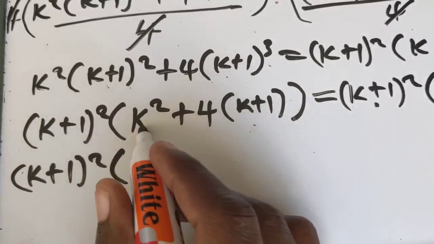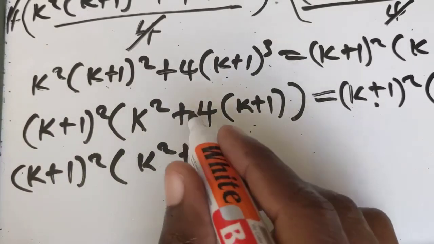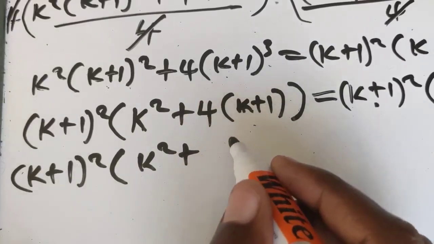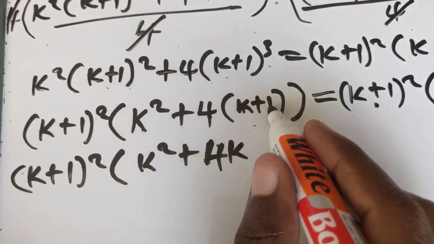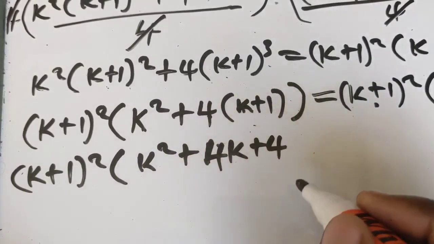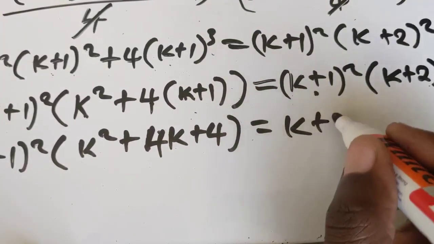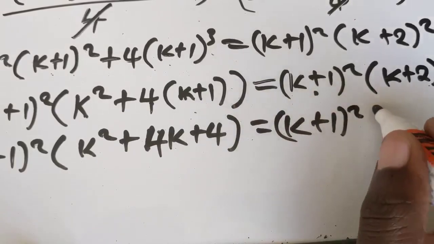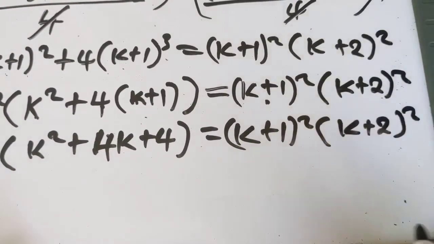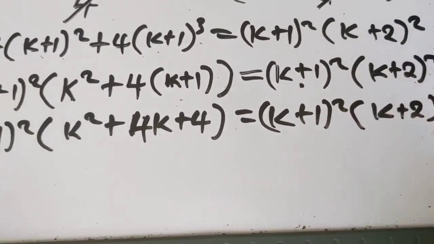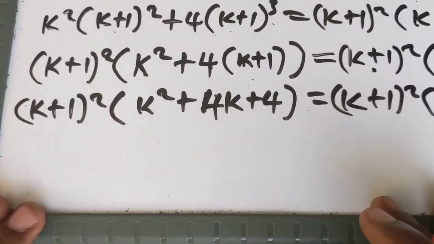So this is k plus 1 to the power 2, then open bracket, k squared plus 4 times k, you're going to have 4k, then 4 times 1, you're going to have 4, is equal to k plus 1 to the power 2, open bracket, k plus 2 to the power 2, like that. Are we together? I hope you are getting it.